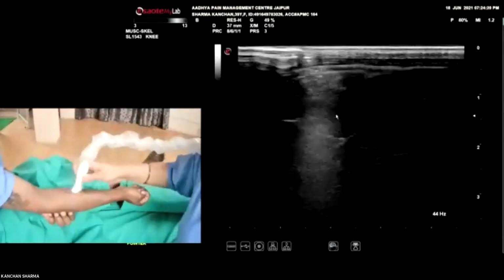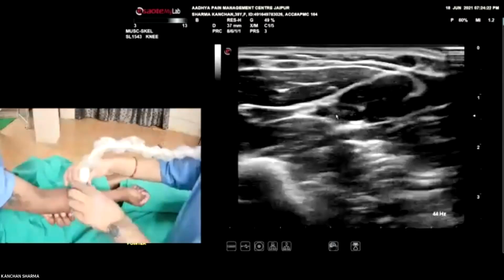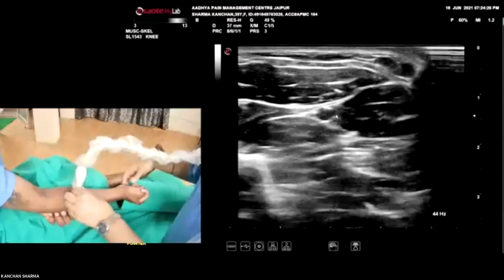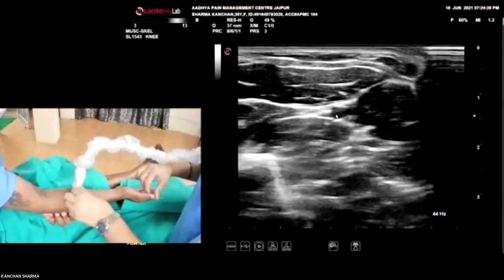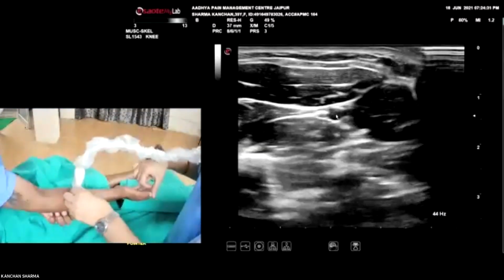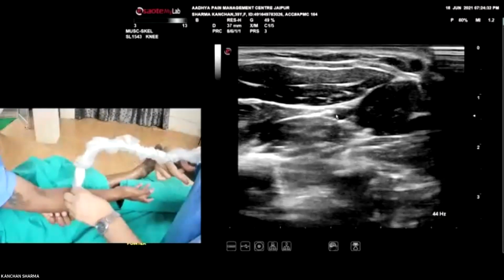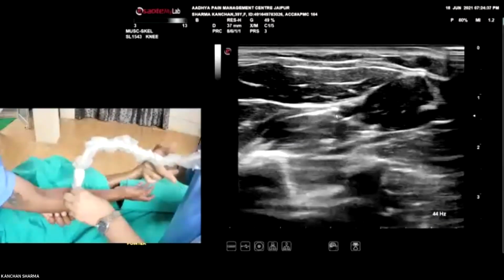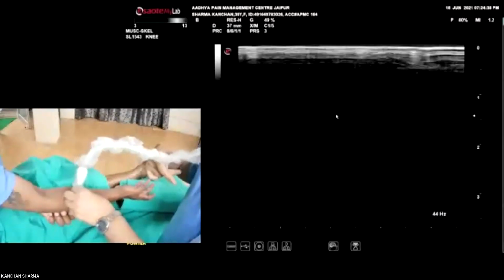And the beauty of ultrasound is we can go for the dynamic examination. Like, we want to see the flexor pollicis, so we can ask the patient to flex the thumb. If he is flexing the thumb, you will be able to see the movement of your flexor pollicis longus, right? Which you will not be able to see when you are sending the patient for an MRI, right?